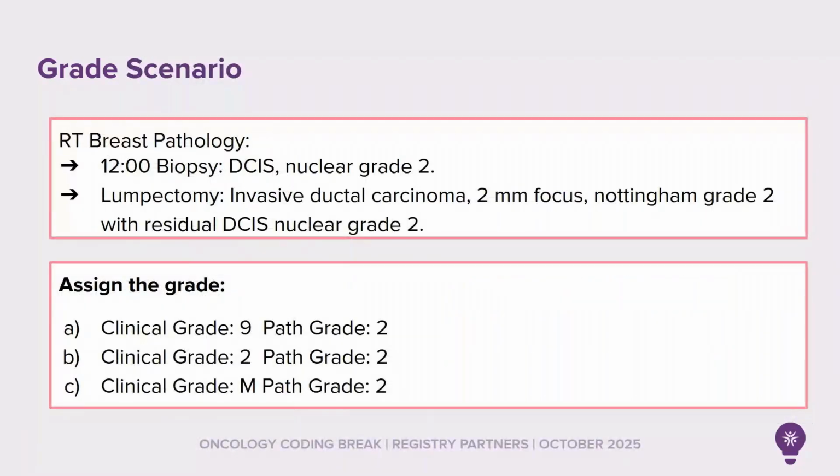Let's take a look at this case for our next scenario. On 3/1/2025, a right breast 12 o'clock biopsy has pathology showing DCIS nuclear grade 2. On 4/15/2025, the right breast lumpectomy shows invasive ductal carcinoma, 2 mm focus, Nottingham grade 2, with the residual DCIS in nuclear grade 2. So how should we assign grade for this one?